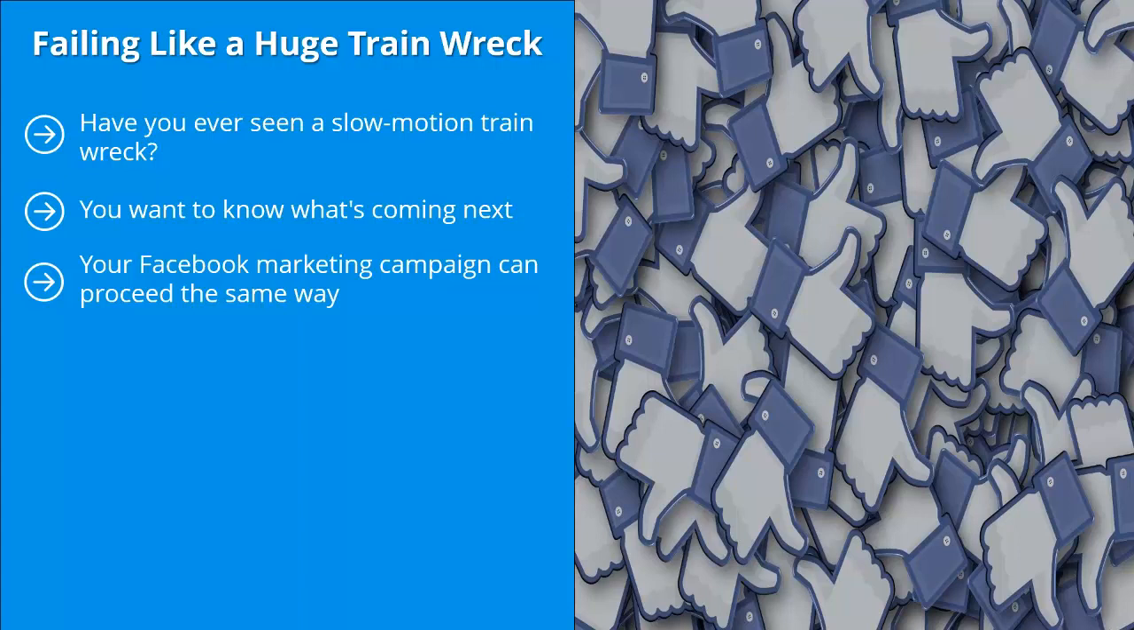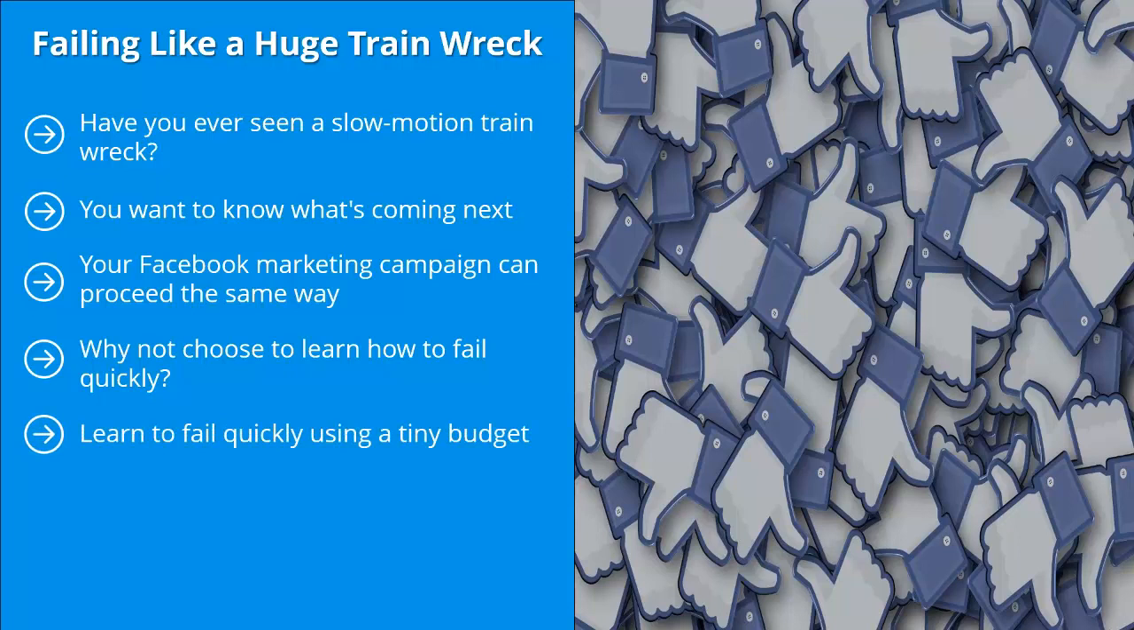Your Facebook marketing campaign can proceed the same way. You know that the campaign is failing, but you can't quite put your finger on the cause. So you just go through the motions like a deer with its eyes caught in the headlights. Why not choose to learn how to fail quickly? Since you're not going to make 100% of your shots, learn to live with this fact and move on. Learn to fail quickly using a tiny budget. This way, you can run many different experiments. Even though the vast majority of them are failures, that's okay. You only spend a fairly small amount of money figuring out winning ads.